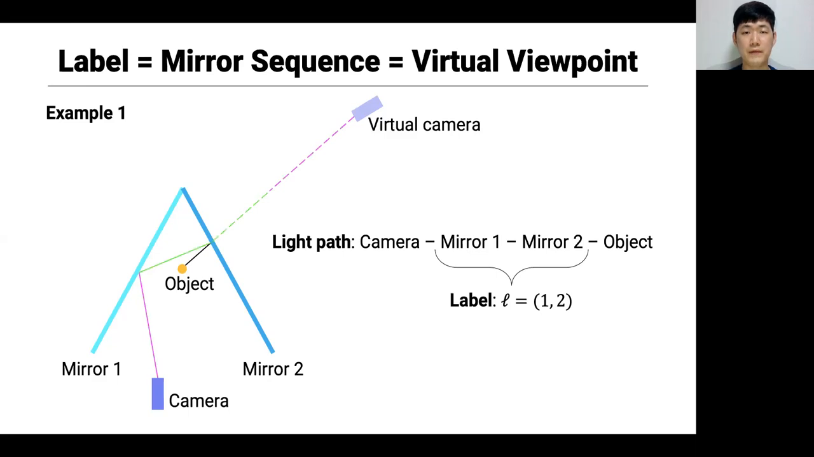Once the label is given, we can compute the virtual viewpoint using the geometry of the calibrated camera and mirrors. Then we can interpret this situation as the virtual camera is looking at the object. Therefore, once the label is given, the kaleidoscopic system can serve as a virtual multi-view camera system.